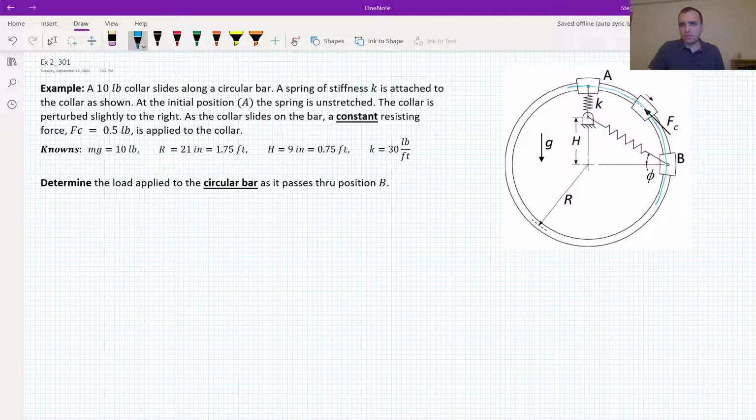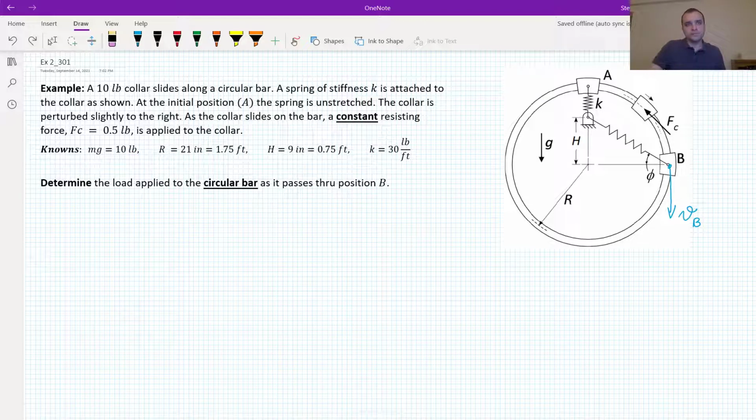So our collar starts its motion at point A and it ends its motion at point B with certain velocity. Let's call it, I don't know, vB maybe? Why not? So at point B, our collar has velocity vB. Of course, this collar will go further along that circular bar, but we just care what happens at that point B.